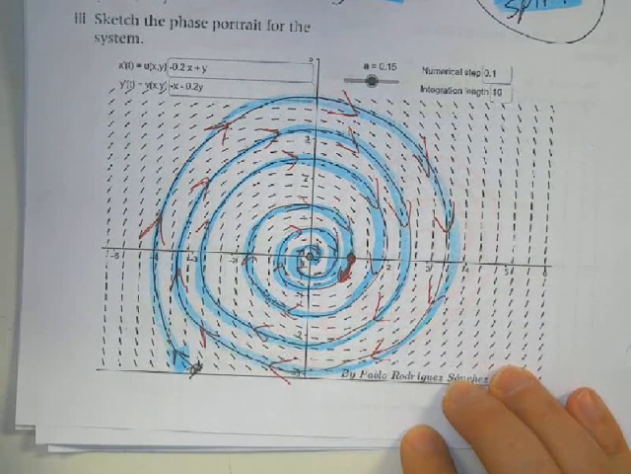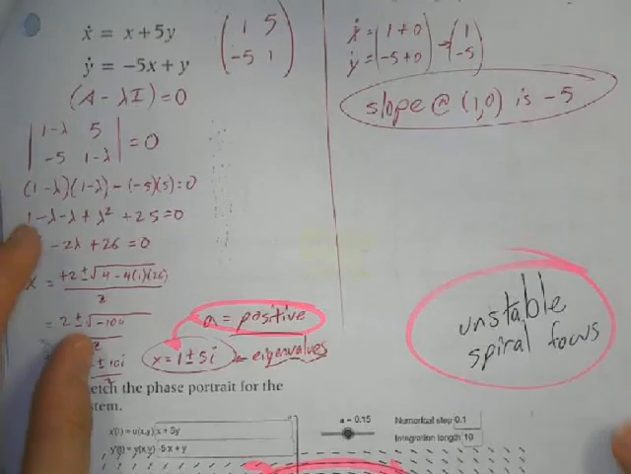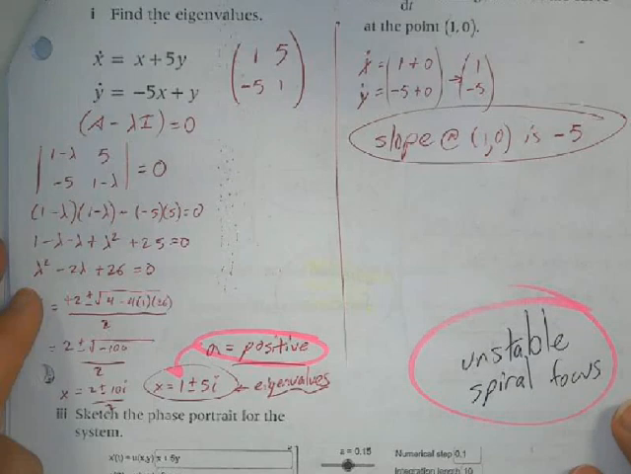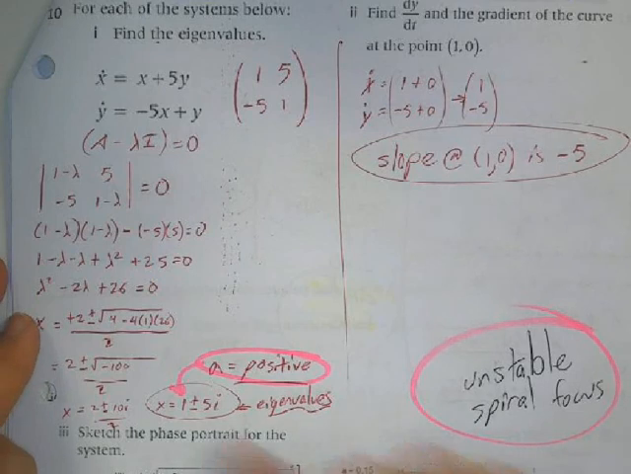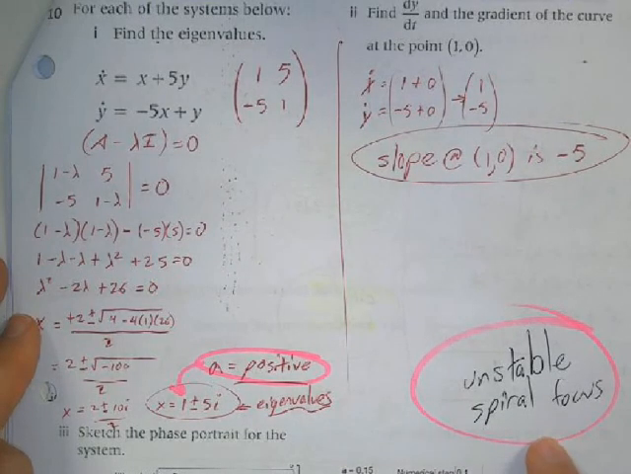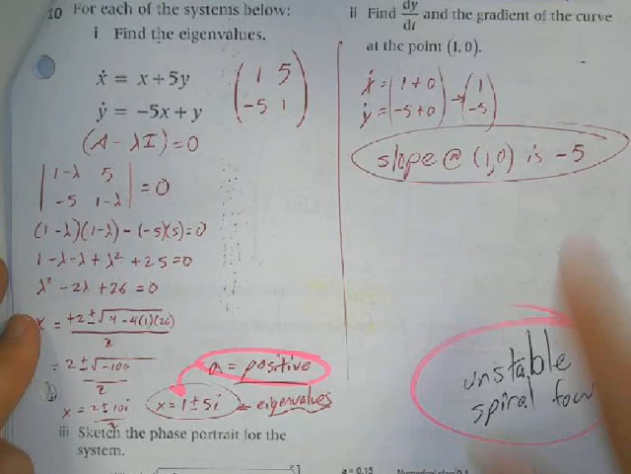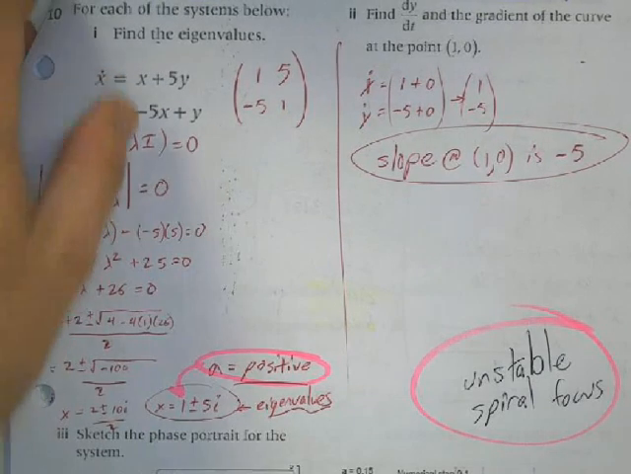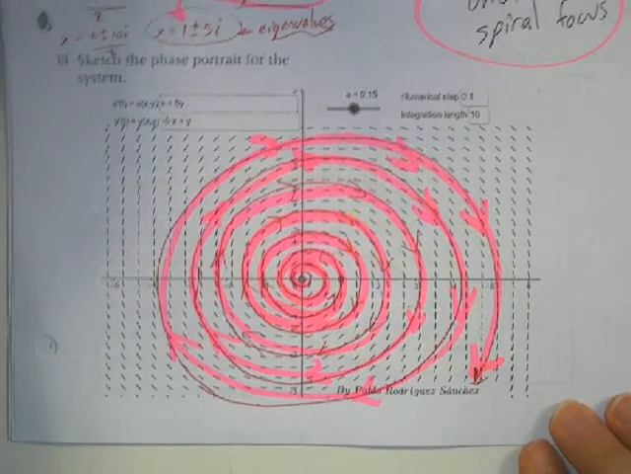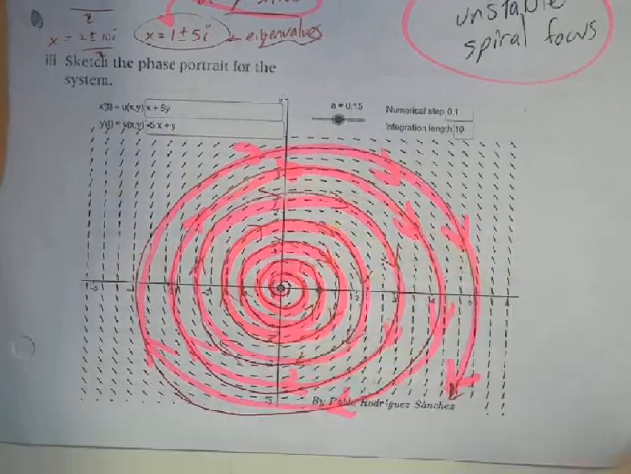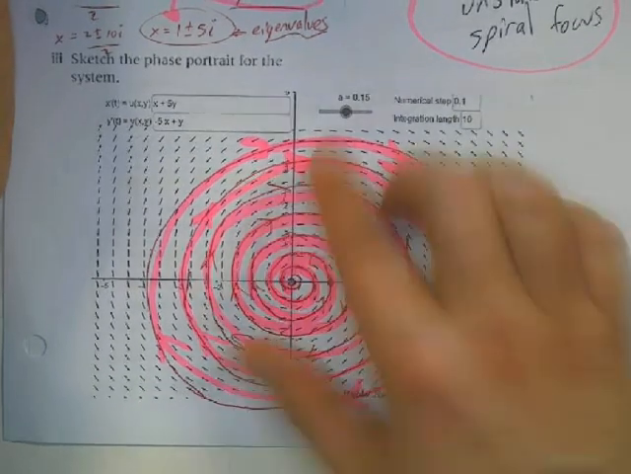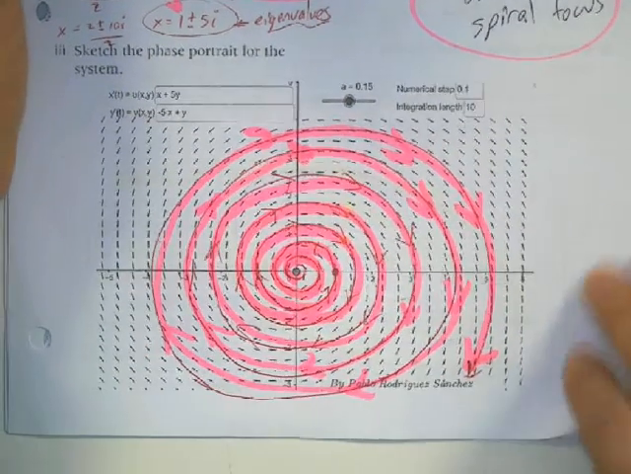Okay, the next ones I'm just going to show you. Here's question 10. We know A is 1, so it's unstable spiral focus. We found our slope. And here's my picture. And it just needs to look sort of like this. If your picture is not exactly like mine, it's okay. I mean, maybe you drew fewer spirals. It's okay. Don't trip out if it doesn't look just like mine. Okay.